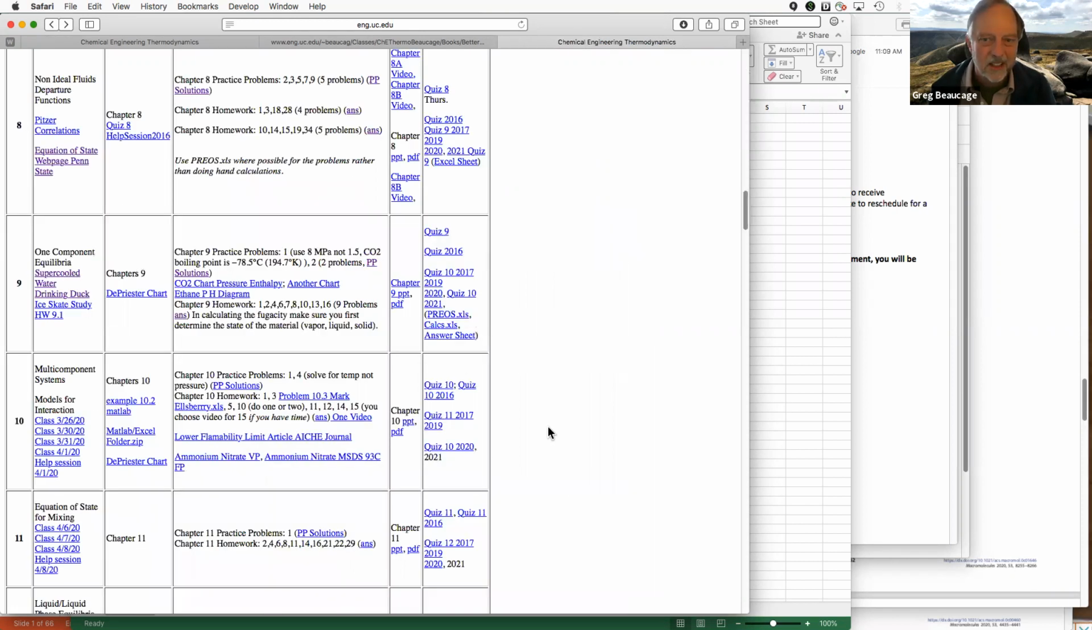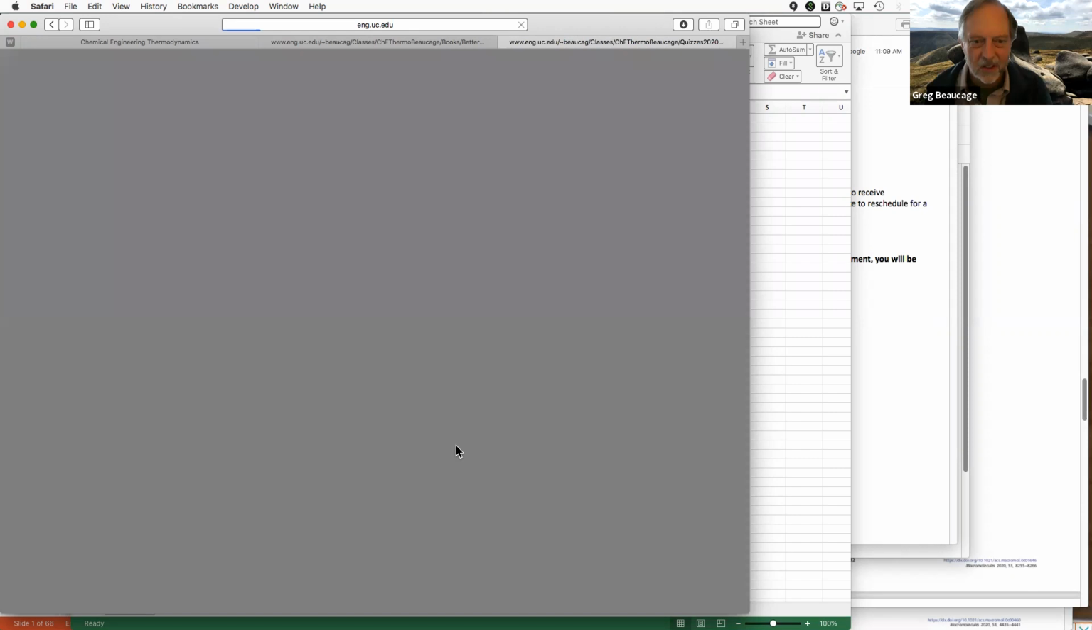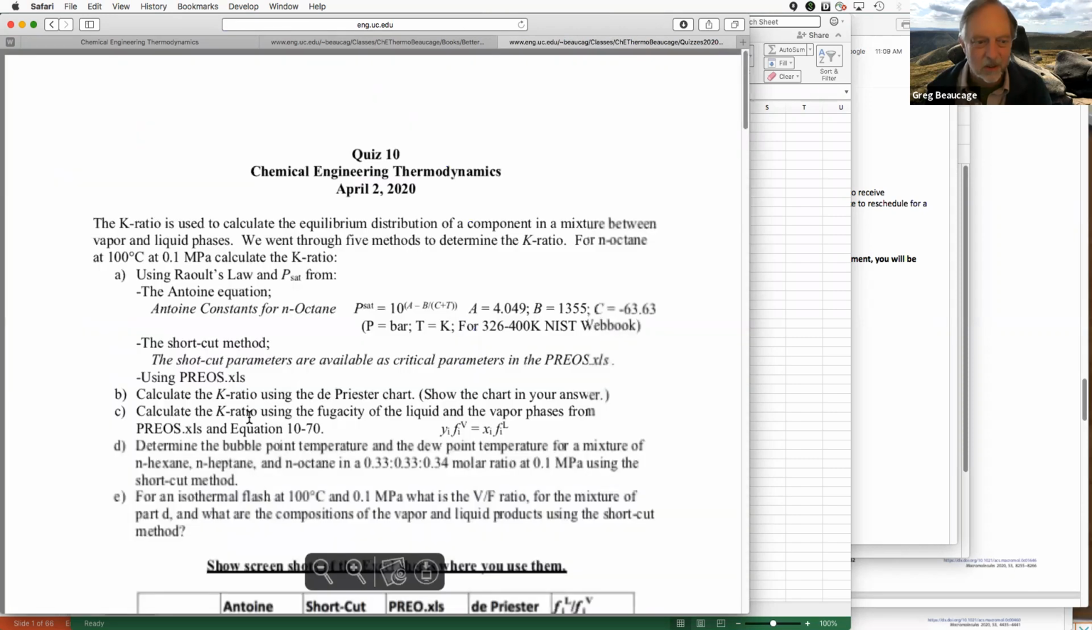Then Wednesday is a reading day. That kind of puts a monkey wrench into things. So I'd like to finish chapter 10. The part of chapter 10 we need to do, there are 2 parts that are useful, but there's only 1 part that ends up on quizzes. So it's basically calculating the K ratio and then doing the bubble point temperature. And then the hardest thing is the adiabatic flash.